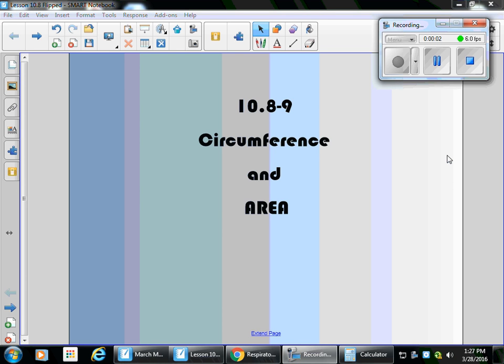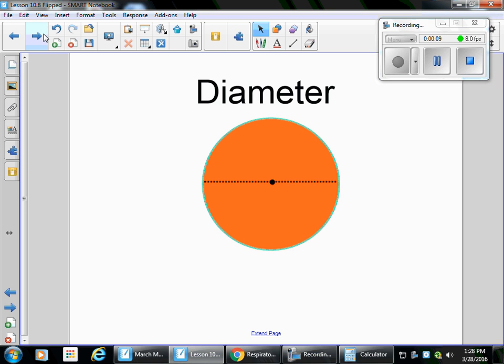Good evening, fifth graders. Tonight we're going to be working a little more with circumference. We're going to be finding the area of a circle. A little bit of review before we get going here.